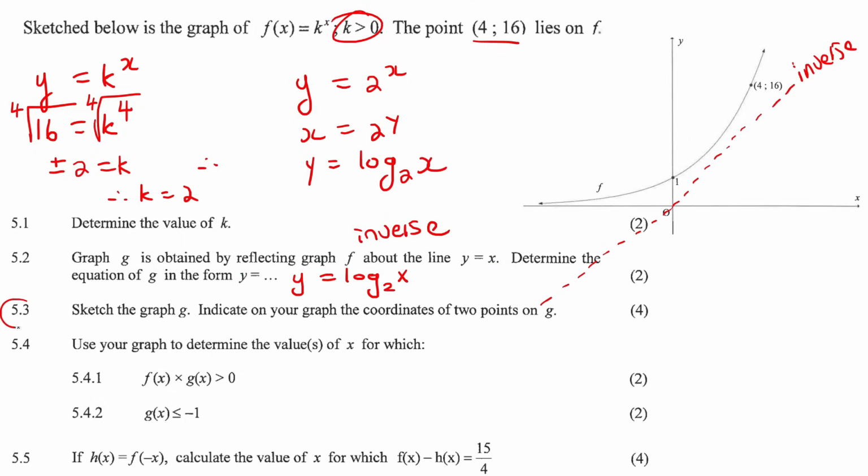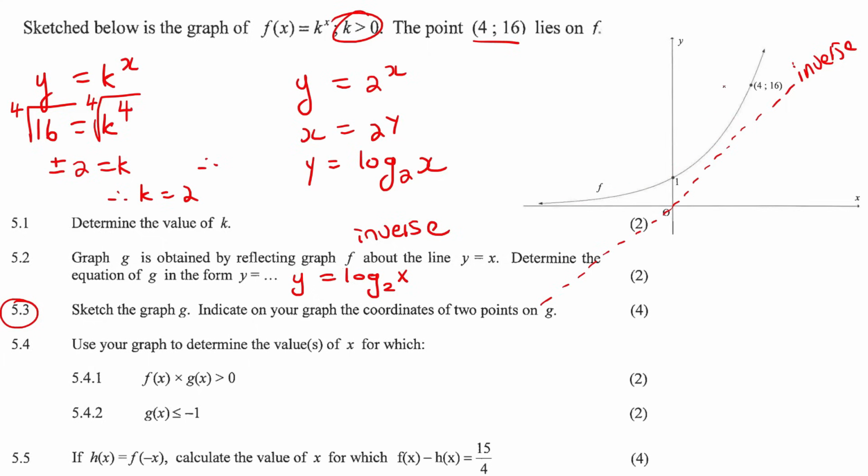This next question says, sketch the graph of g. Okay, so graph g is this log graph that we just found. Indicate on your graph the coordinates of 2 points. Very easy, because what we must realize is, yes, you can go draw a log graph if you want, but we already have the original graph.